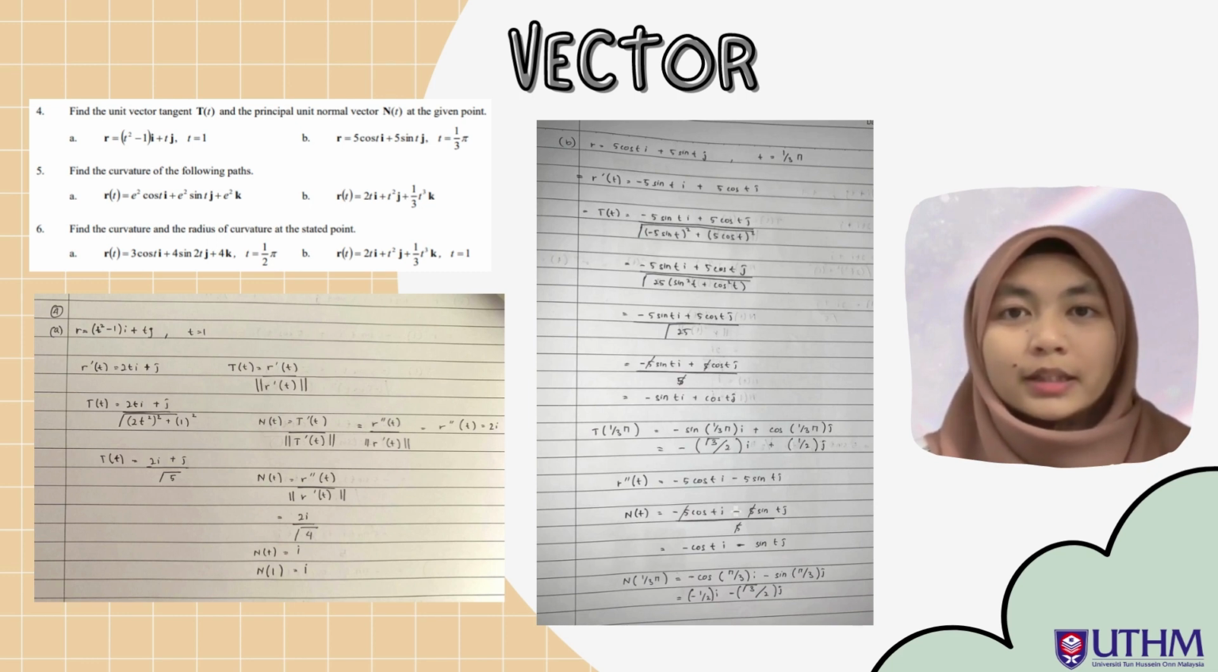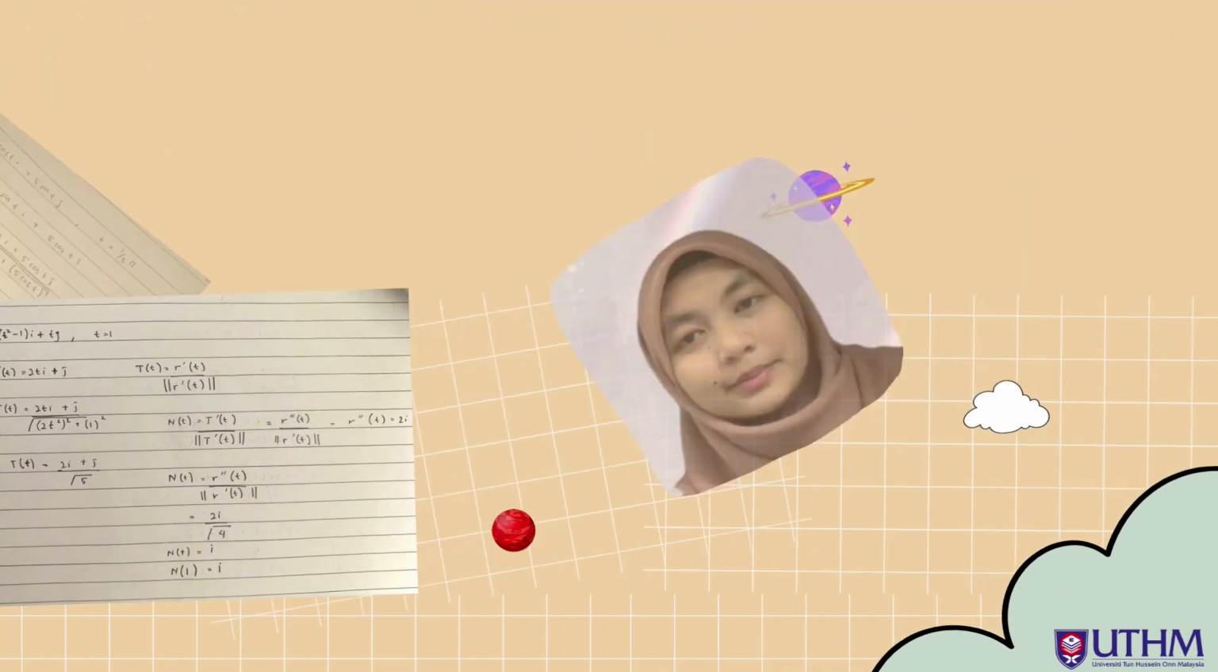We need to differentiate r again, so it will be negative 5 cos t i minus 5 sin t j. We simplify the Nt and we get negative cos t i minus sin t j. Then we replace the t with 1 over 3 pi and we get the answer.